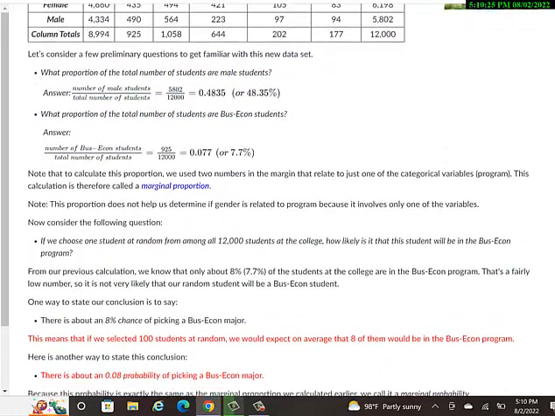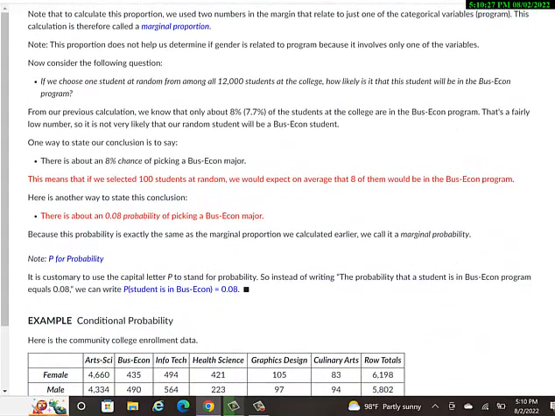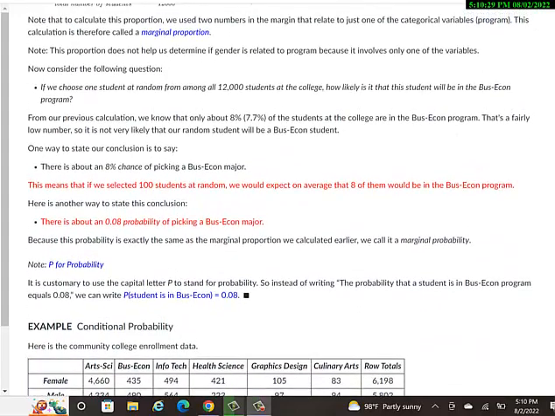Okay, let's move down a little bit and look at more here. Note that to calculate this proportion, we use two numbers in the margin that relate to just one of the categorical variables, program. This calculation is therefore called a marginal proportion.